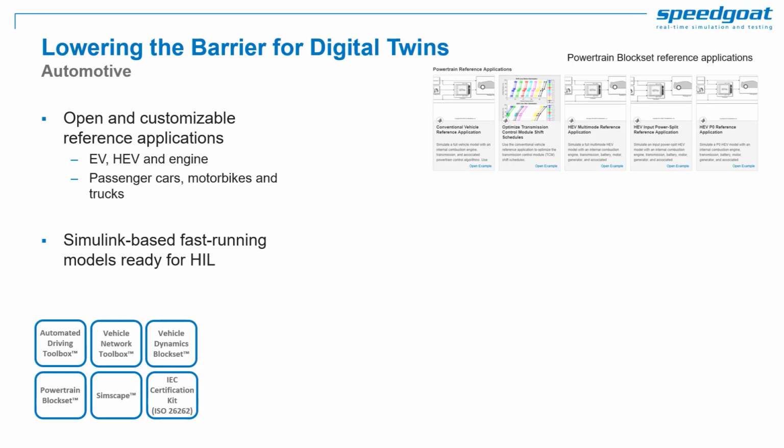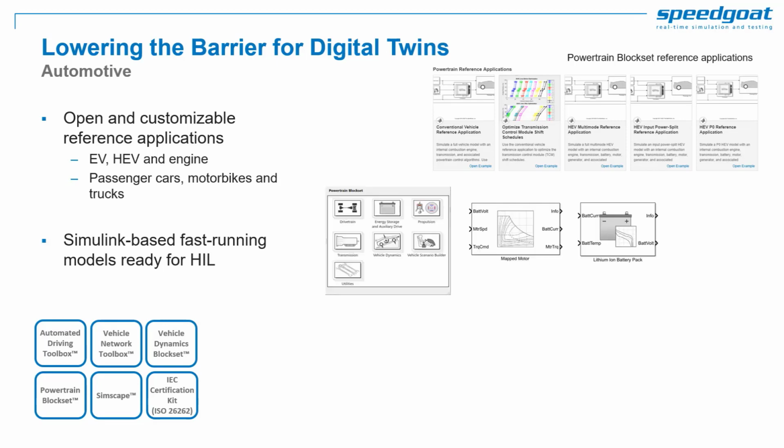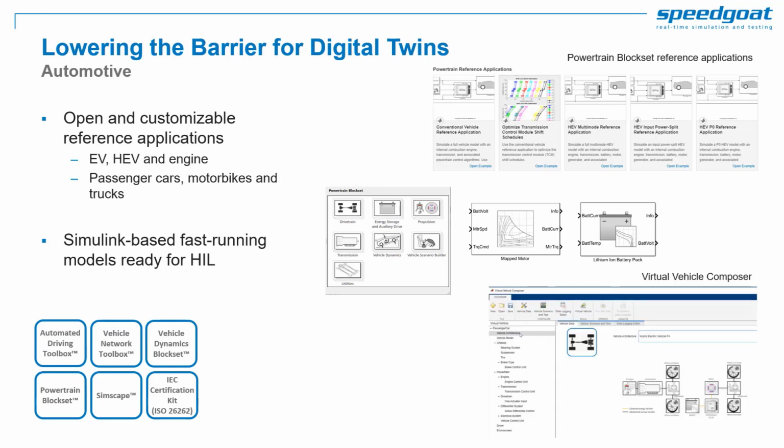Automotive-focused toolboxes like Powertrain Blockset, Vehicle Dynamics Blockset, and Simscape give you quick access to customizable and HIL-ready examples of conventional and electric powertrains. The built-in libraries provide easy-to-use Simulink blocks, including batteries, electric drives, and electric motor controllers, as well as configuration tools that help you with assembling full virtual vehicle models.